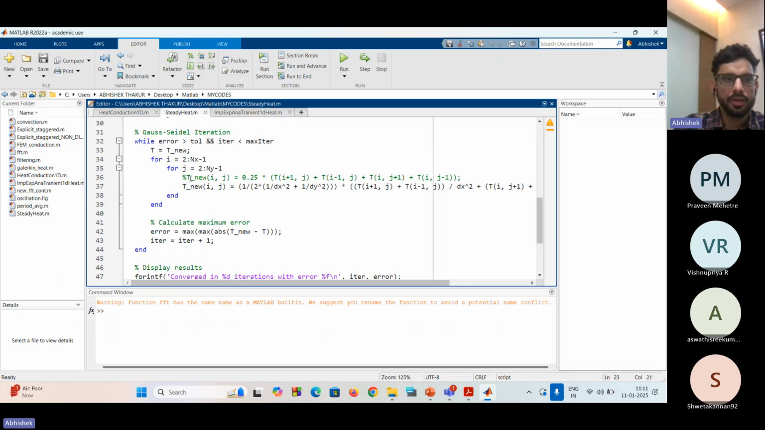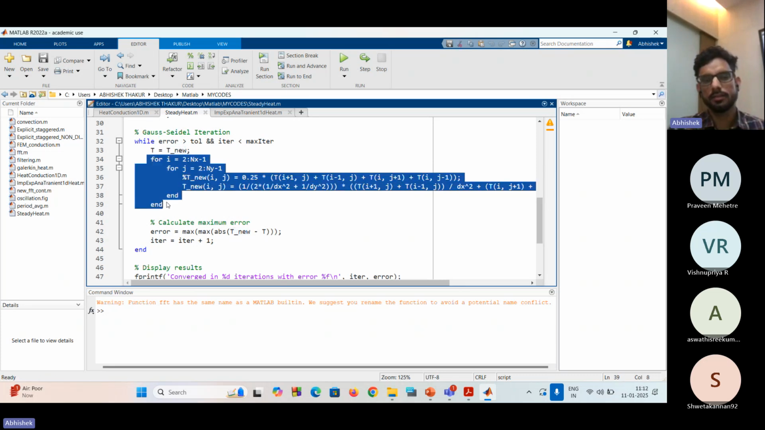And here we are doing the iterative part. For example, we are saying while the error, meaning the error between two successive iterations, is greater than tolerance. For example, you have set a tolerance of 10 raised to the power minus 6. So if the error between two successive iterations is not less than tolerance, till then it will keep on doing this. So this is the iterative part, one iteration.